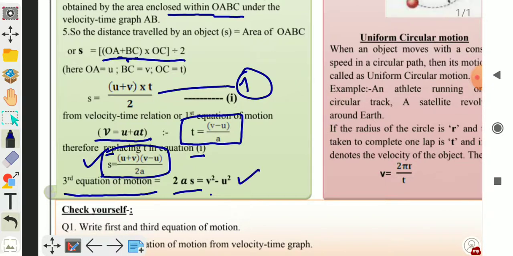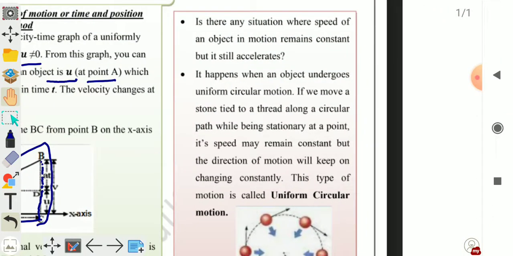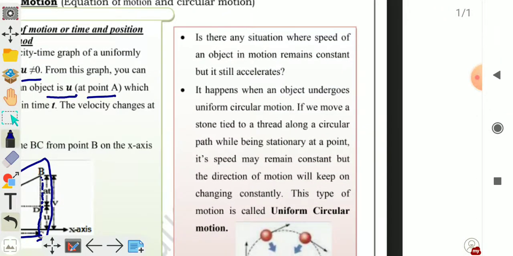Now circular motion. What do you mean by circular motion? Is there any situation where the speed of an object in motion remains constant but it accelerates? What is such a situation, children, when the speed of an object in motion remains constant but it accelerates? It happens when an object undergoes uniform circular motion.